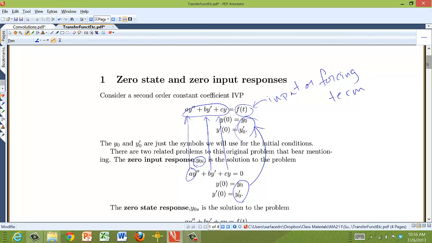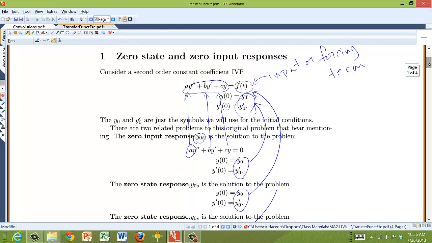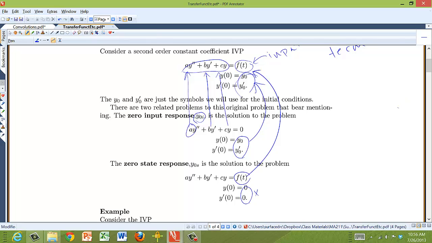Okay? The zero state response, you keep the forcing term here, that stays, but the initial conditions are set to 0, so these guys are gone. Okay? So the zero state response, I usually write that as y0s for zero state. These two functions, y0s and y0i, they're related somehow to the solution to this initial value problem. They're not the solution to this initial value problem, they're solutions to related initial value problems.